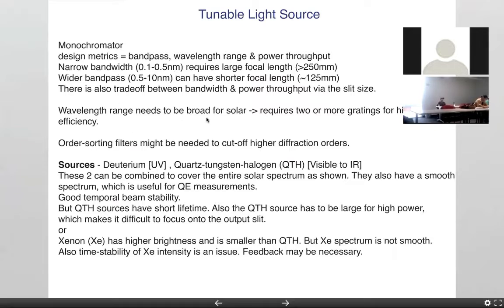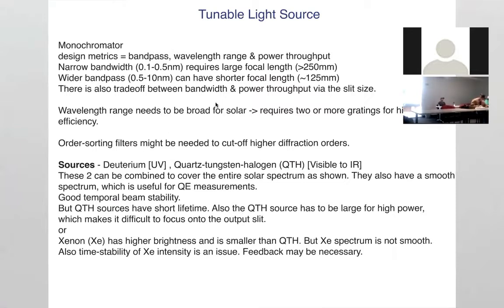Of course, the wavelength range needed is fixed by the requirement, which is sunlight typically. So you need several gratings typically for high efficiency. You also need extra filters to get rid of high diffraction orders from these gratings. So basically this is saying that you need to be careful if you're trying to design a system to do these measurements. And it's good to know what's inside the black box when you use these instruments.